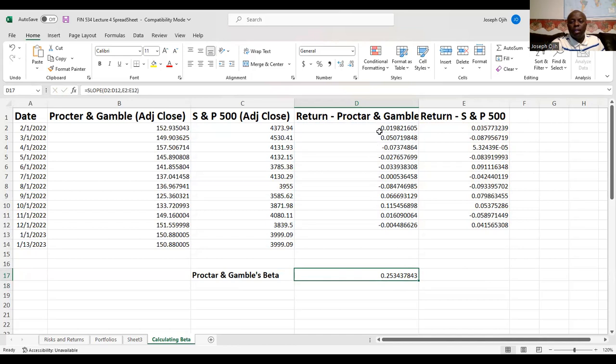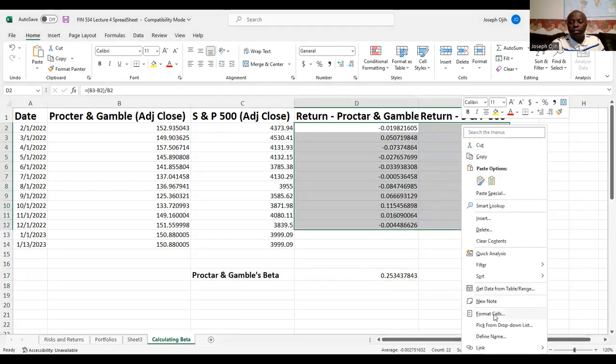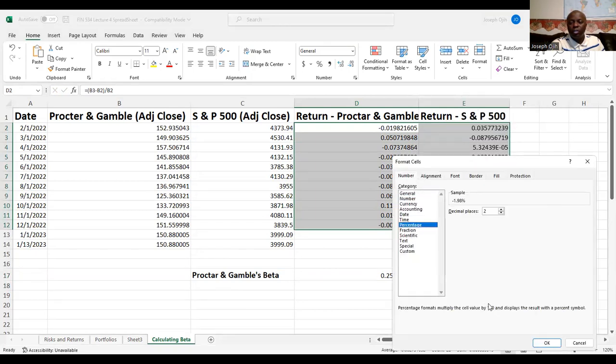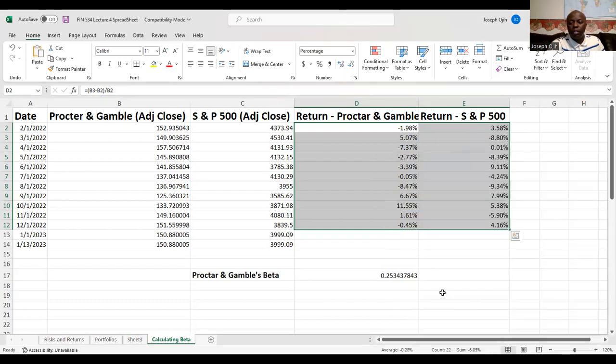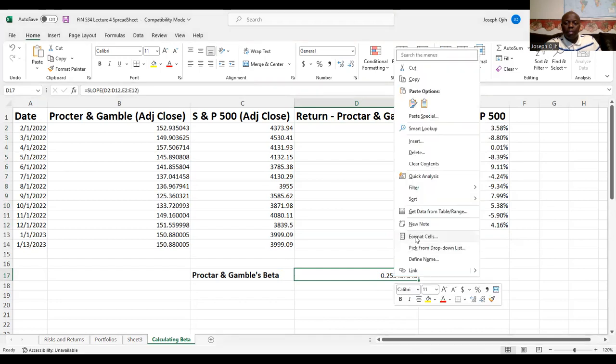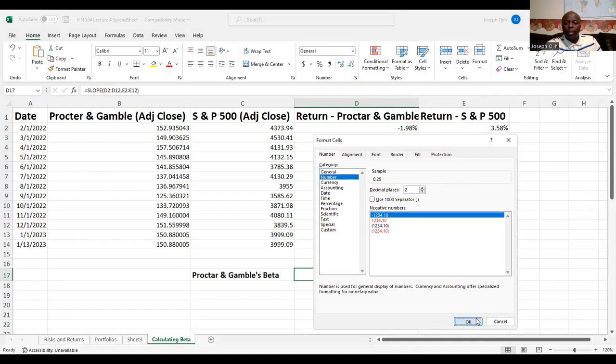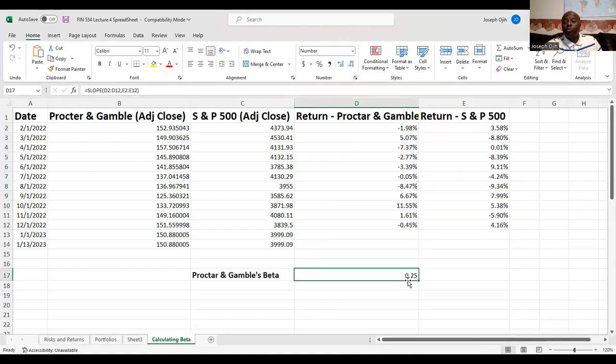2.253. So I'm gonna change these returns to percent. Okay, format cells and change them to percentage with 2 decimals, see? So that gives us beta. Beta is 0.25 approximately. Let me make it 2 decimal places. It's just a number. Approximately 0.25.